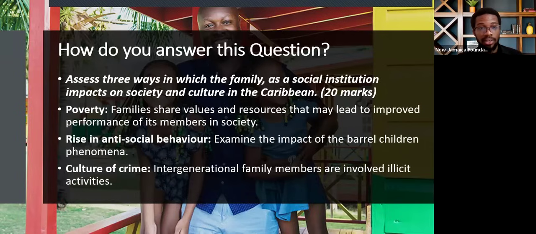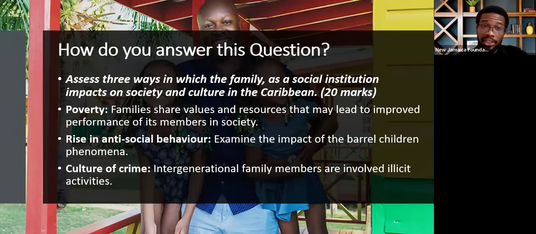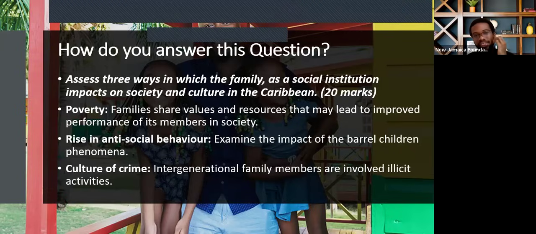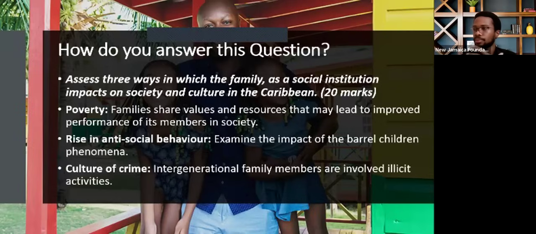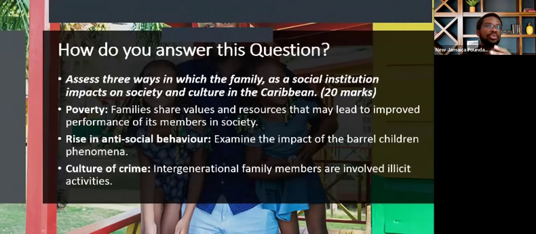You can look at different ways that the family might impact the society. For instance, poverty. So families share values and resources that may lead to improved performance in its members in society. There is a theorist, Louis Althusser, who shared that when we learn, there is a hidden curriculum as well that is also a part of the learning process. So, for example, having good manners, how to network, or things like that. So it can be argued that one way the family as an institution impacts on society and culture is that it can help to reduce poverty if it encourages the adoption of certain values, for example, a desire for education, or values such as education or hard work.